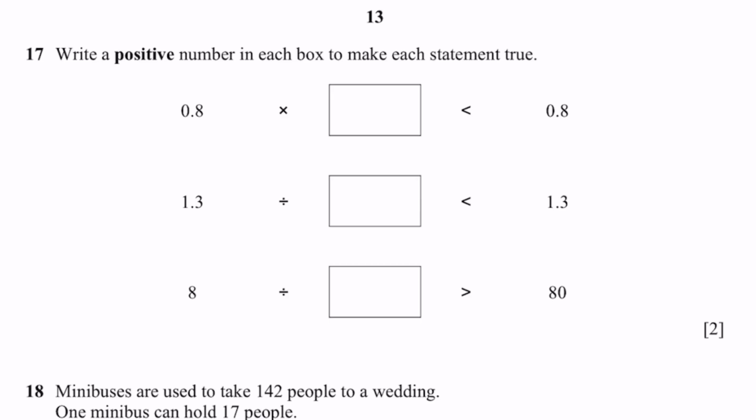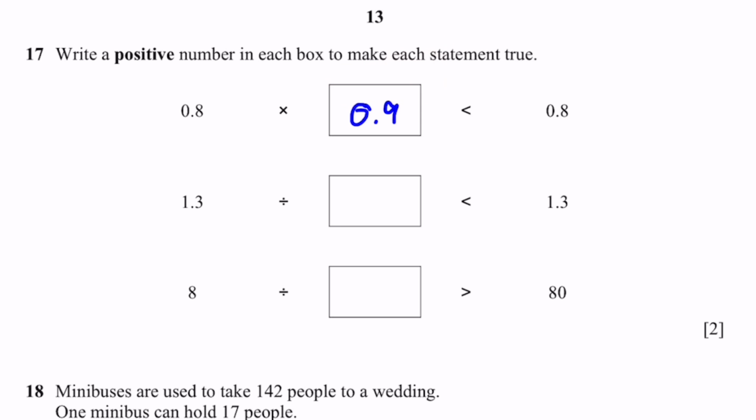Question 17. Write a positive number in each box to make each statement true. 0.8 times dash is less than 0.8. For this, we can write any decimal number which is less than 1 but greater than 0, which means it's a positive number less than 1. If you multiply any number by that, it'll be less than the starting number. So I'll just keep it as 0.8 times 0.9. That's the answer. It doesn't necessarily have to be 0.9. It can be 0.1, it can be 0.3, it can be 0.225 or something.